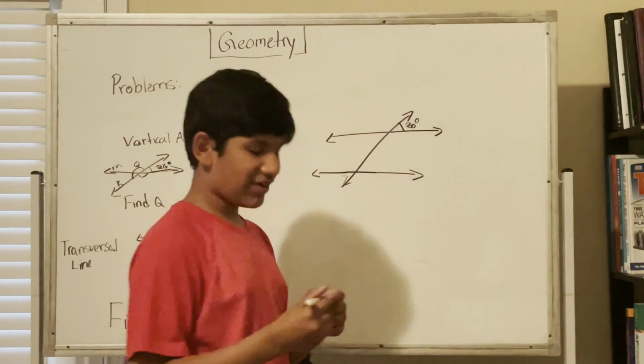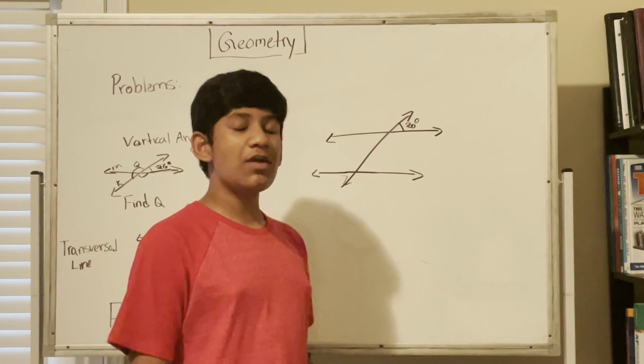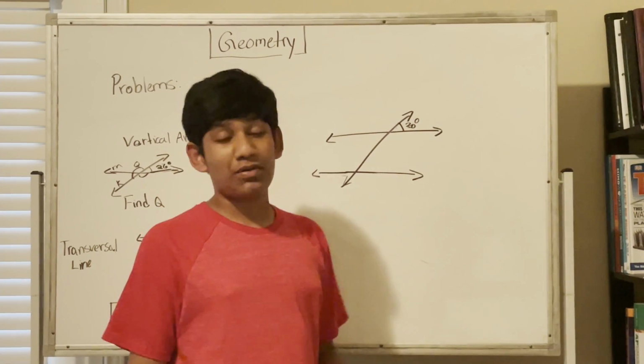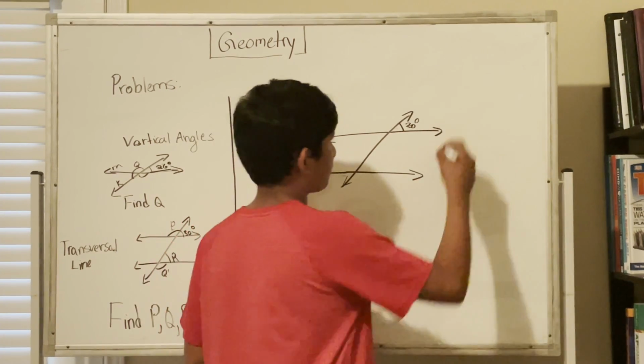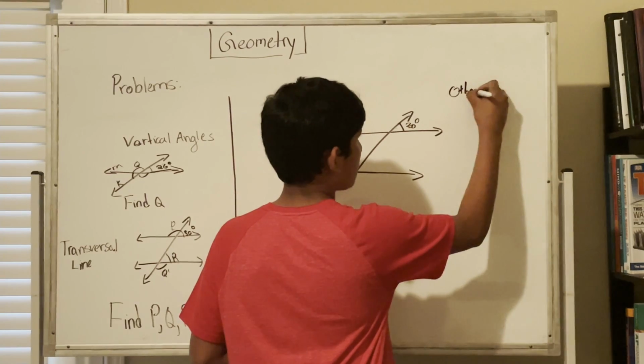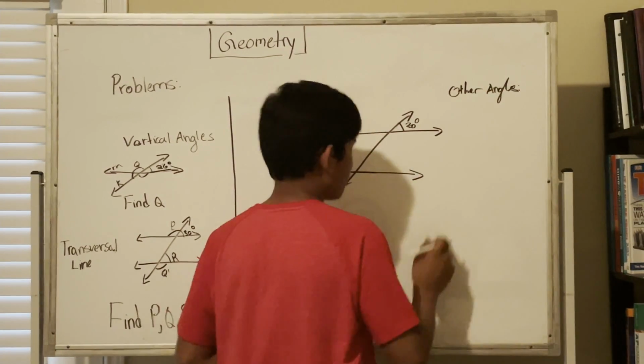Before we do any other steps of the problem, let's just identify all the other angles. Because if we identify what we're trying to find, then we can easily jot it down. So let's find the other angles. That's what we're doing right now.